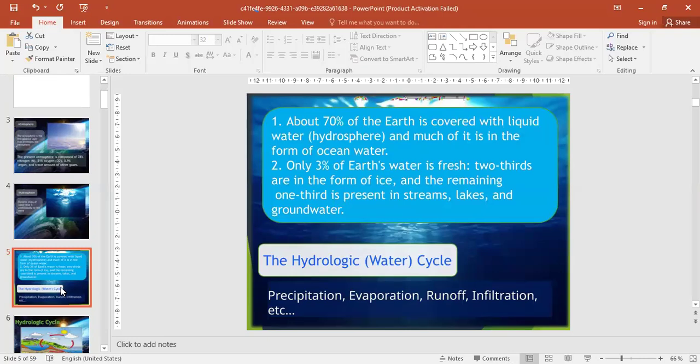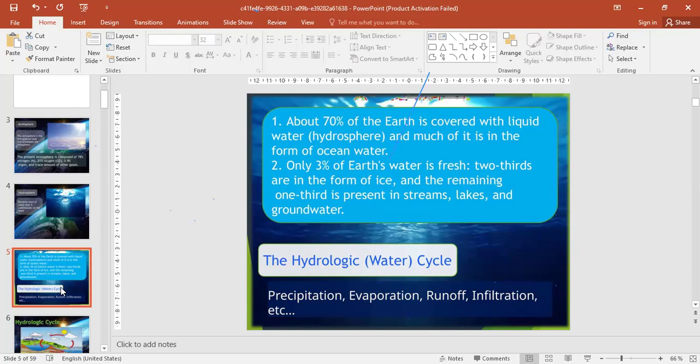And much of it is in the form of ocean water. Only 3% of Earth's water is fresh. Two-thirds are in the form of ice, and the remaining one-third is present in stream, lake, and groundwater. So we have what is called the hydrologic cycle. The hydrologic cycle is the precipitation, evaporation, runoff, and infiltration.